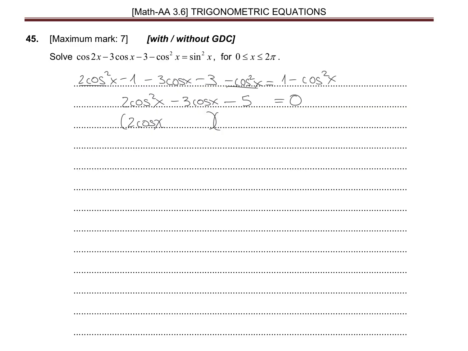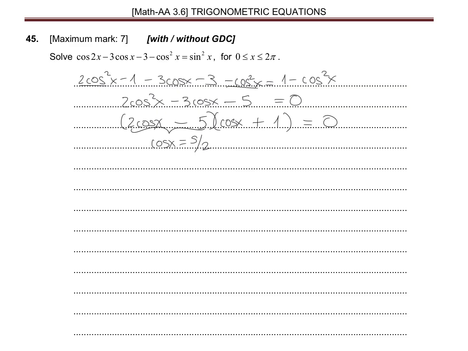So what multiplies to 2 cosine squared is 2 cosine x and cosine x. And we need to put the factors of 5, which is prime, 1 and 5, so that the outsides plus the insides add to negative 3. So it has to be here and here. And we need a negative 5 cosine x plus 2 cosine x. So negative 5 plus 2. Now, cosine x for this bracket is going to equal 5 over 2.